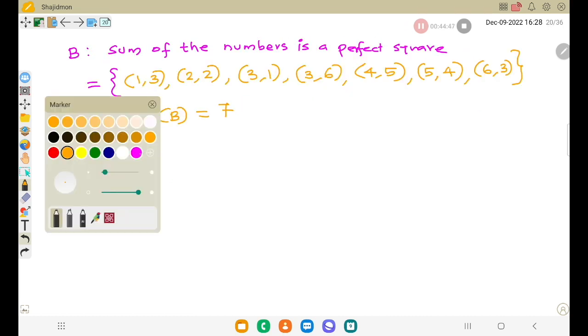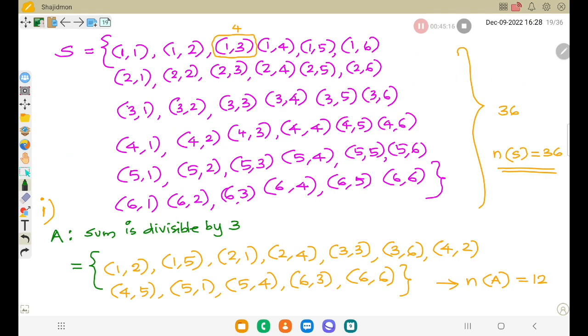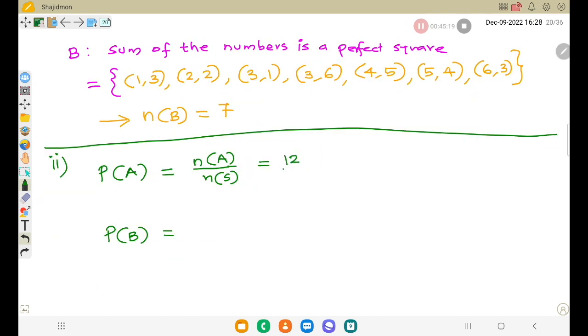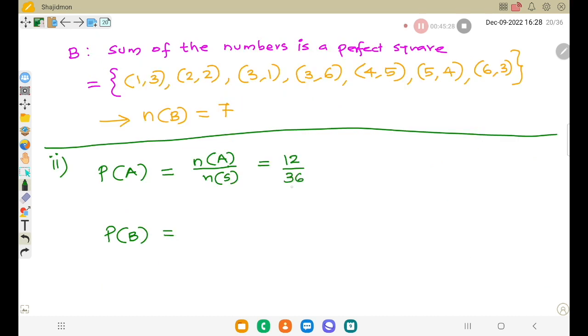Now I am going to do the second part of the question. Part 2: what is the probability of A, and what is the probability of B? What is the probability of A? What was the rule? The number of elements of A divided by the number of elements of S, correct? How many elements in the A set? We got it, the number of elements of A is 12, correct? So we can write 12 divided by how many elements in the sample space totally? The number of elements of S equals 36, correct? So 12 divided by 36.